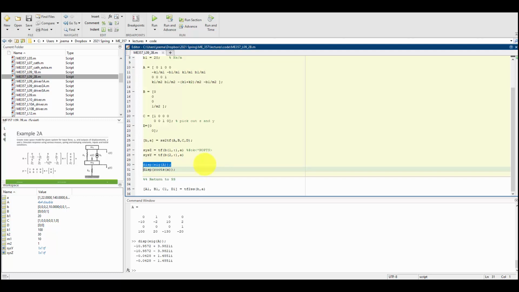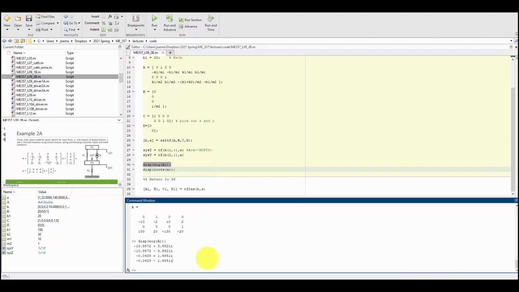So if I do my eigenvalues, I get 4 eigenvalues. And for this particular setup of parameters, I get 2 complex conjugate pairs. They are both in the left half plane. They both have negative real parts. And again, they're complex conjugate pairs. We have negative 10.95 plus or minus 3.98j, or I as it's represented here. And then the other pair, negative 0.043 plus or minus 1.49 I, or j.